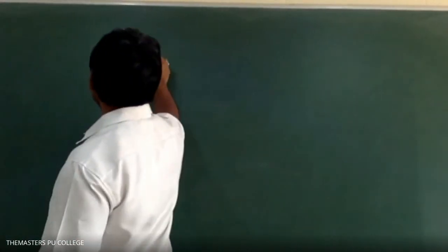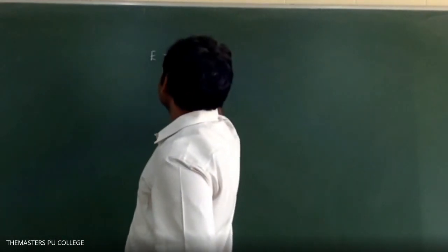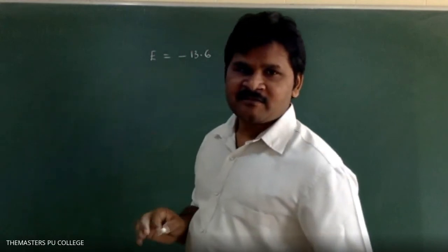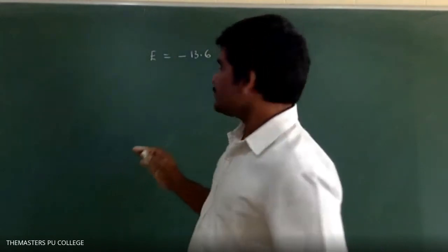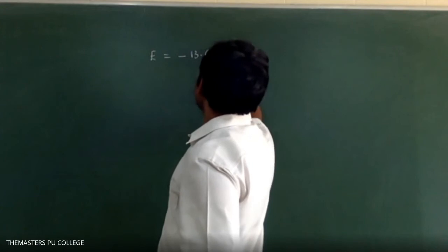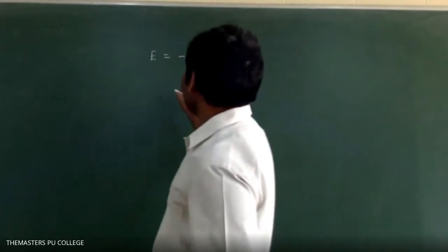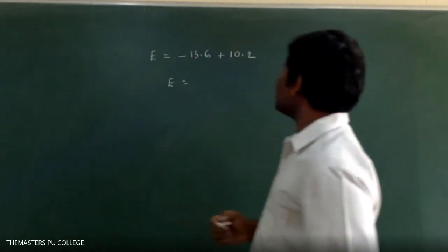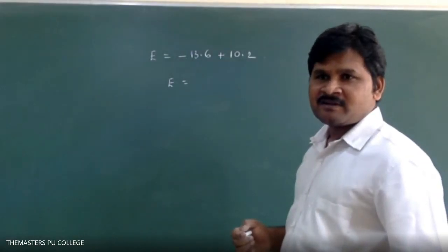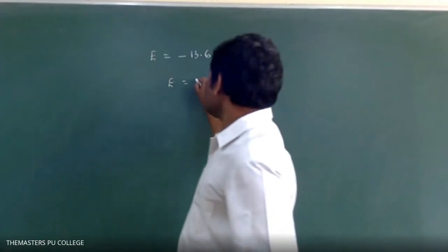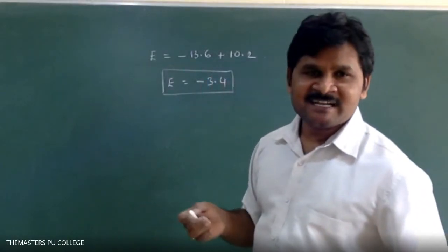Actually, what is the energy of the electron? E is equal to minus 13.6 by n square into z square for hydrogen-like species. Minus 13.6 plus 10.2, by giving 10.2 we can excite the electron. What is the actual energy we will get? Minus 13.6 plus 10.2 is minus 3.4. Actually, this is the original energy of the electron.